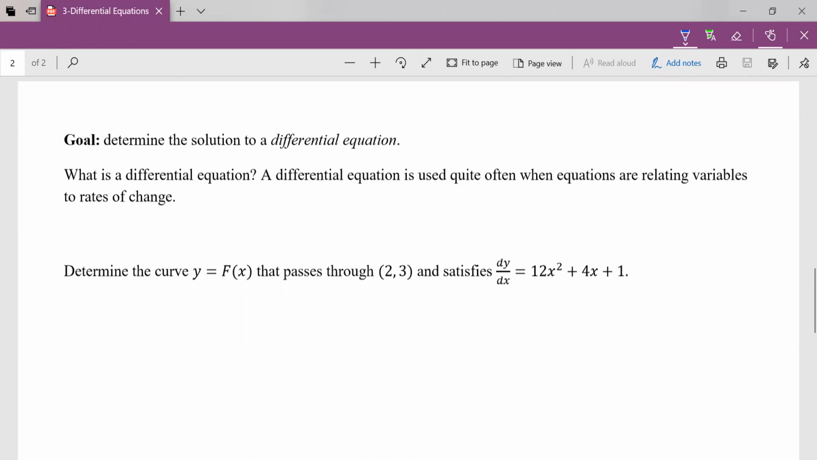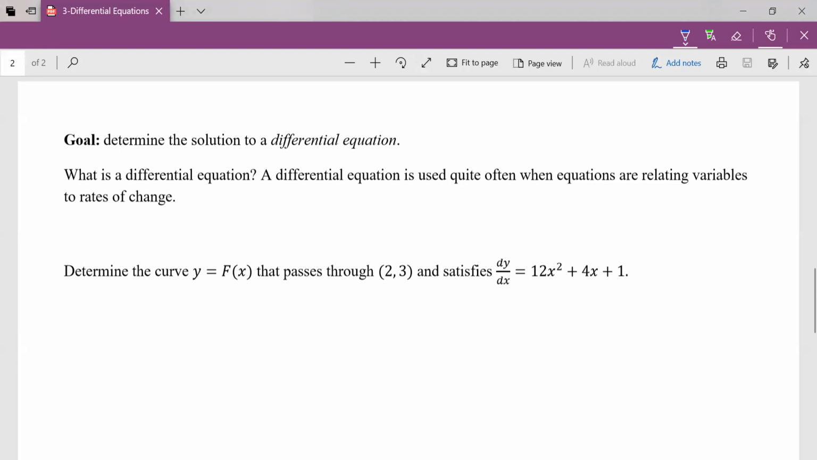So what is a differential equation? Well, really a differential equation is used when we're trying to relate variables to different rates of change. It comes up a lot in physics and in different applications of mathematics. So it is really, really important. You can take entire courses on it in university if you want to go that route. I took a couple when I was in university, 300 and 400 level courses, all just about differential equations.